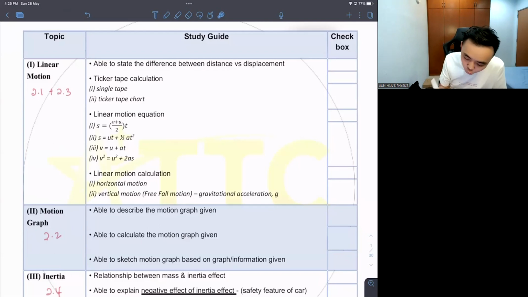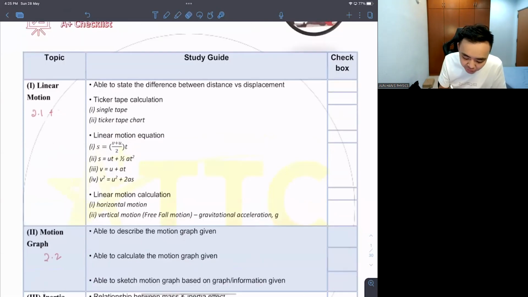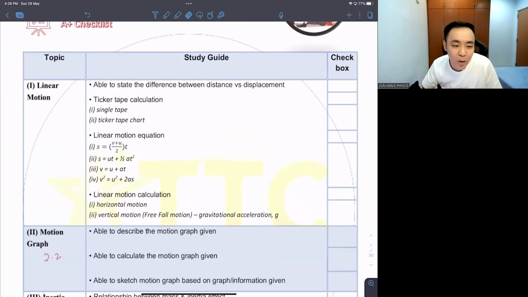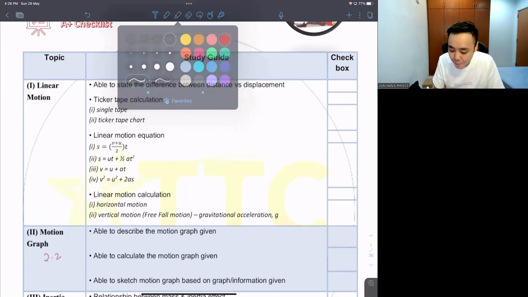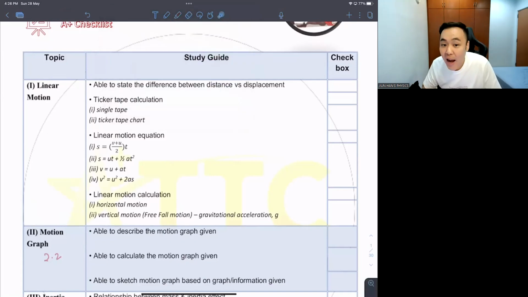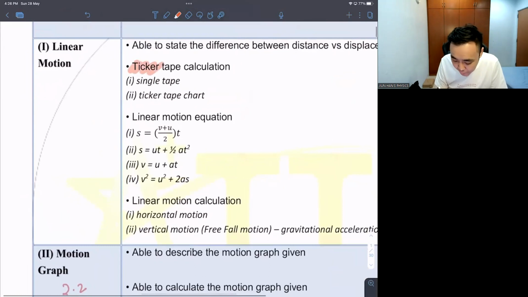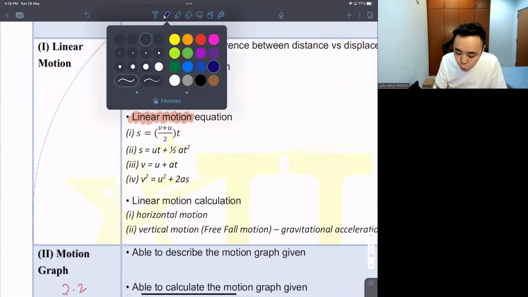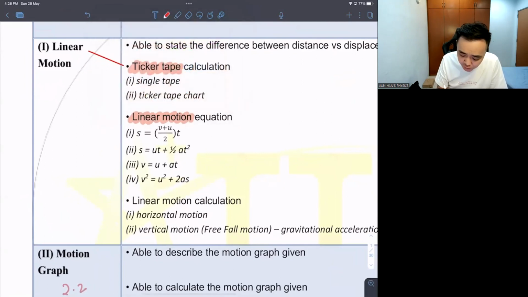Right. Now, 2.1. What is the most important thing about linear motions? You try to recall. Well, I asked just now, right? Everybody has been through linear motion. This is the beginning of it. I think no matter how slow your teacher is, at least you are in 2.3 now. There you go. So linear motions, two things. Number 1, it's about the ticker tape. Number 2, it's about the linear motions. Two different parts in your linear motions that you learned before: ticker tape and then the linear motions.